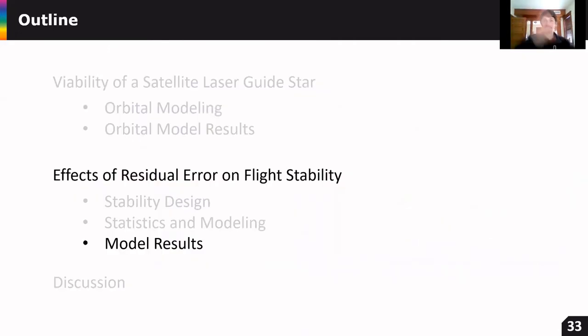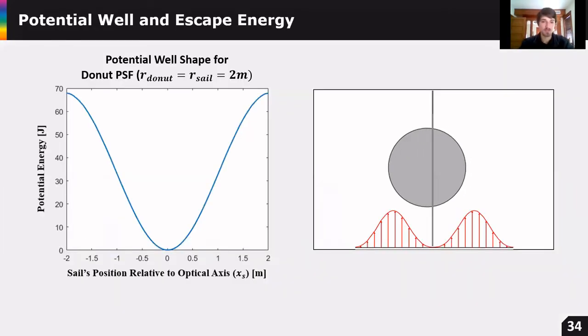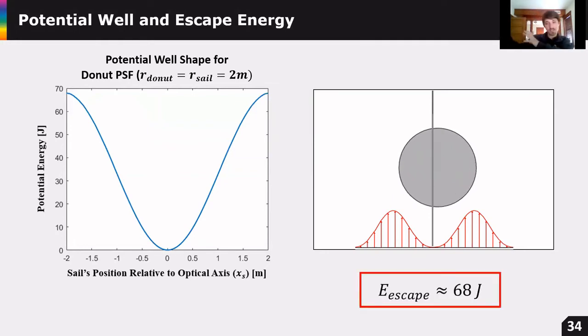So now that I've got the statistics set up and I've got a way to model the real life thing, let's see what the results are. So first I need to determine what is the escape energy of the potential well. The way I did this is I took the sail, I set it off in one position within the donut, and I let it oscillate through one period, and I tracked the maximum kinetic energy of the sail within one oscillation, and that could be attributed to the potential well energy at that point. Doing this, I found that at the edge of the donut, the escape energy was about 68 joules. So the sail's lateral oscillation energy cannot exceed 68 joules.